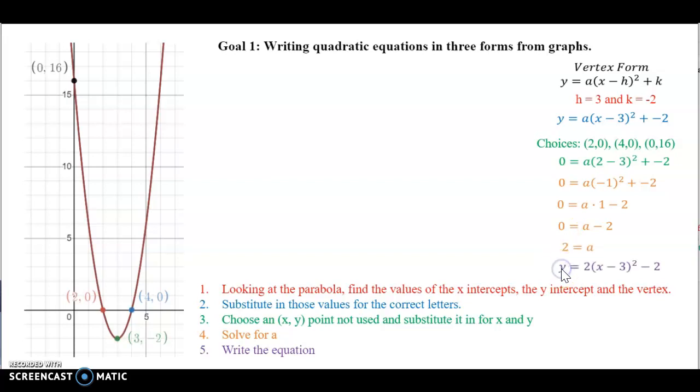And now that we found a, we substitute that back into the equation we had before with the a value, and you finally have y = 2(x - 3)² - 2.